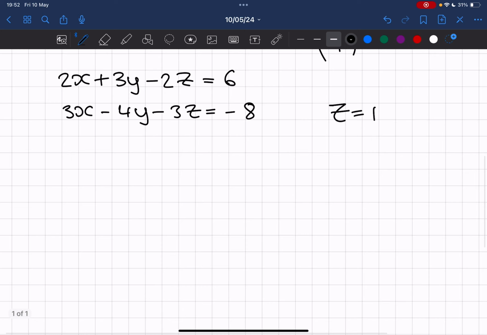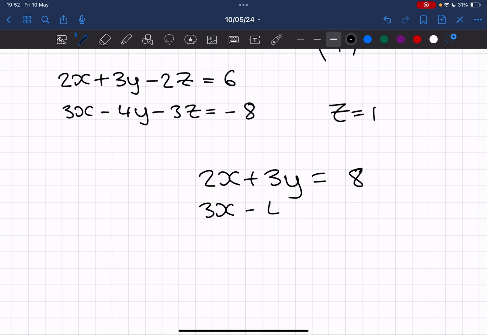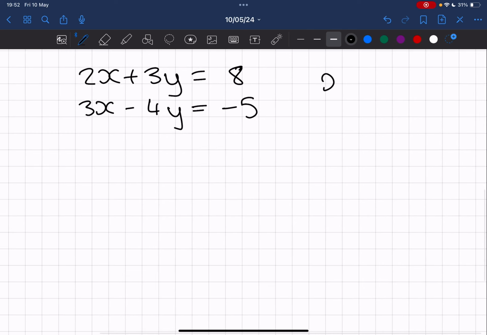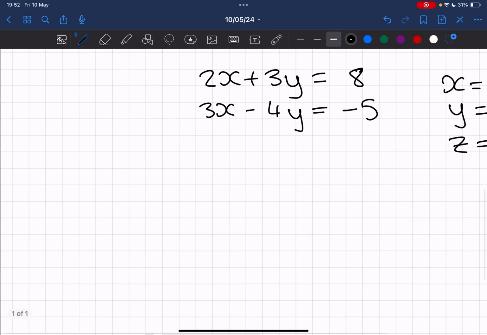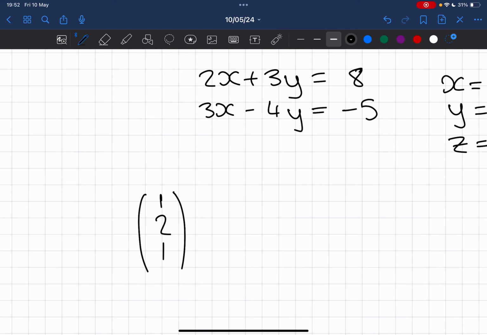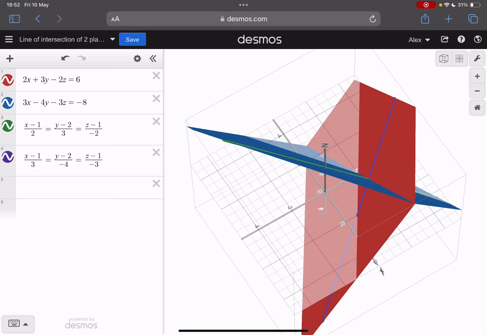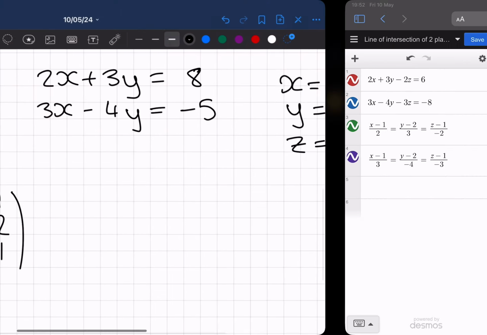And now from here it becomes very trivial. We can rewrite these equations in terms of just x and y. I think that's right. I'm going to just solve this. X equals 1, y equals 2. And of course, from before, z equals 1. And now this is our point of intersection. This is a point which lies on this line. And now it's very simple.